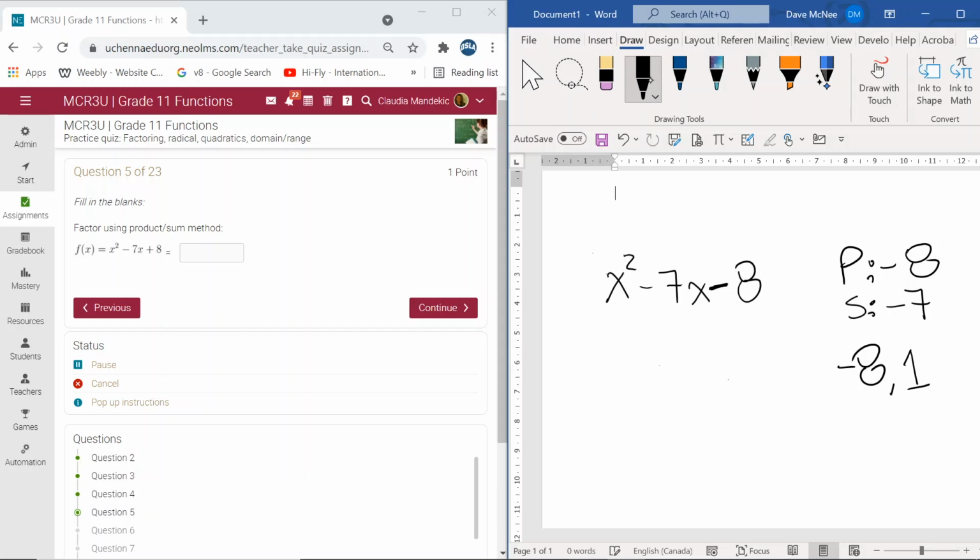And that will add up to negative 7, and it will multiply to negative 8. So this one question had a typo. It should be minus 8 at the end here. Now if I go ahead and factor this, I will end up with x minus 8 and x plus 1.